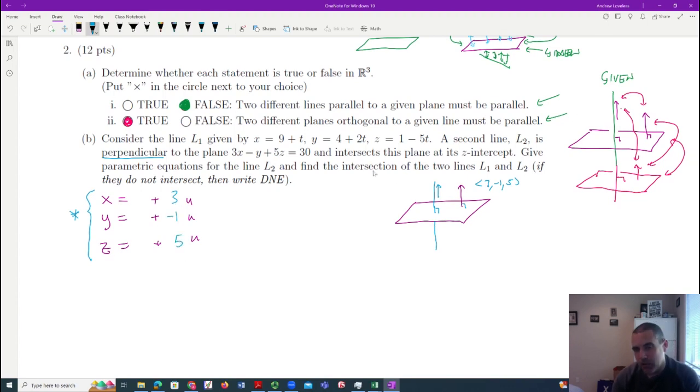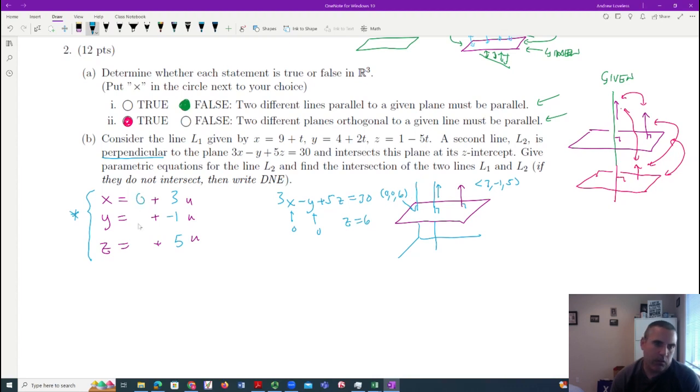Next, the other question in there was that it also goes through the z-intercept of this plane. So you had a little bit of general 3D knowledge to throw in here. How do you find the z-intercept? How do you find when this plane hits the z-axis? Well, when it hits the z-axis, x and y have to be 0. So you just put in a 0 here, put in a 0 here, divide by 5, and you get z has to be 6.